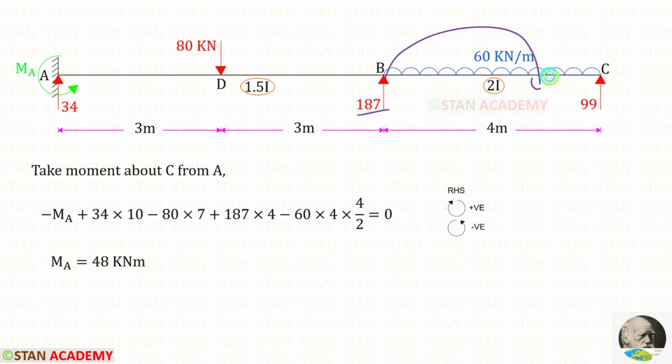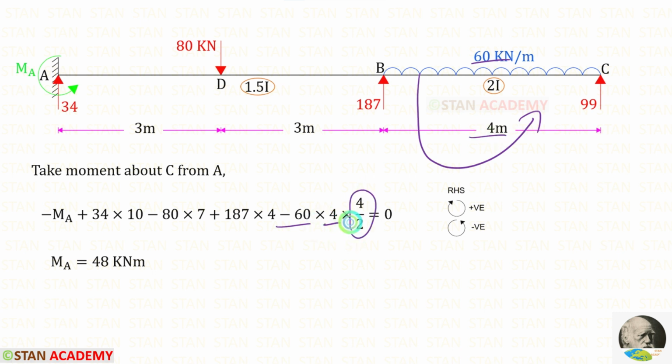RB is acting in the clockwise direction so that it will be positive and the distance is 4. The UDL is acting in the anticlockwise direction so that it will be negative. We know that with the UDL we have to multiply the distance and then the distance by 2. For MA we will get a positive value. That means our assumption is correct. MA is acting in the anticlockwise direction and it is a hogging moment.